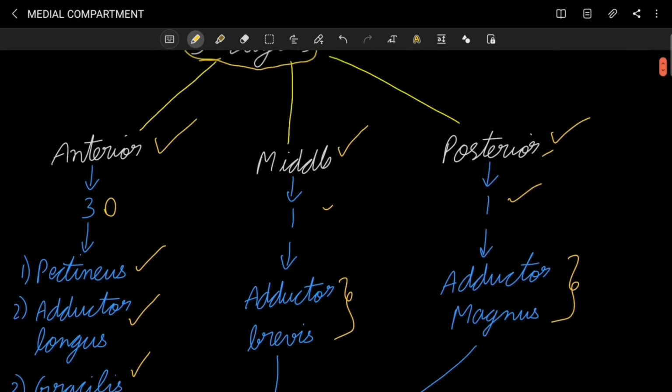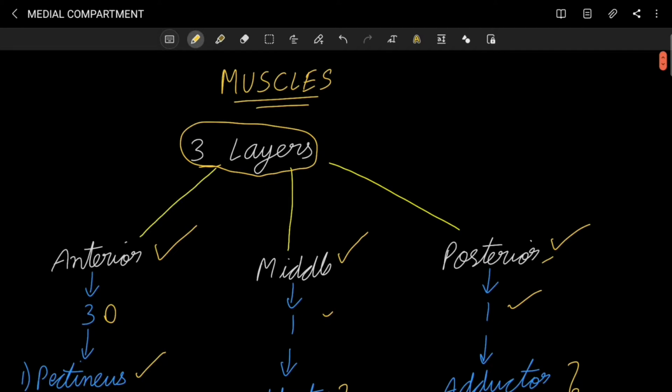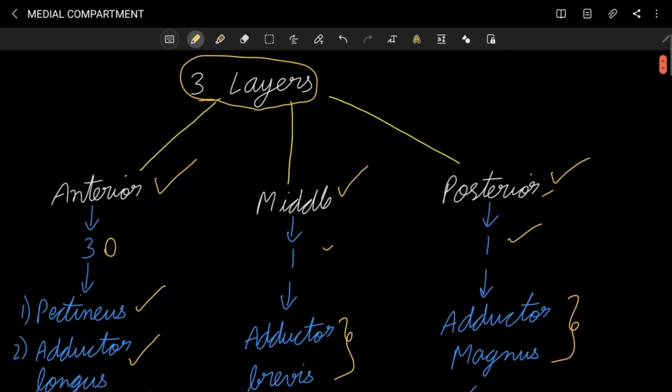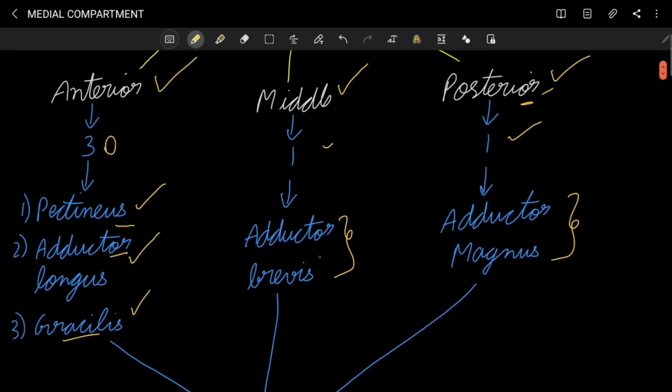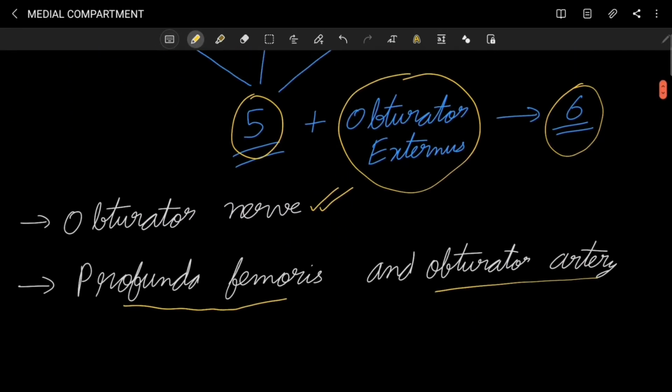So to revise, the muscles are oriented in three different layers: anterior, middle, and posterior. Anterior has three different muscles: pectineus, adductor longus, and gracilis. The middle layer, adductor brevis. Posterior, adductor magnus. So it's 5 plus another one, the obturator externus, which gives us a grand total of 6 muscles.